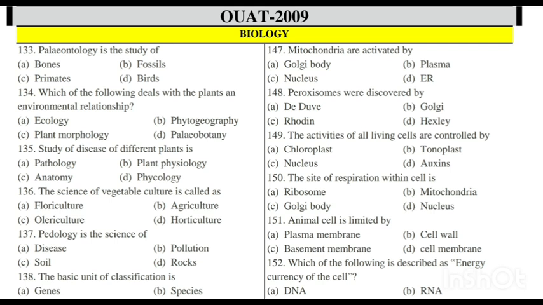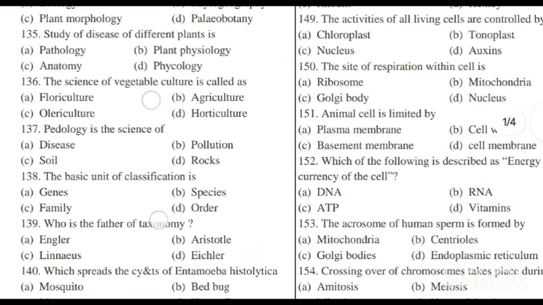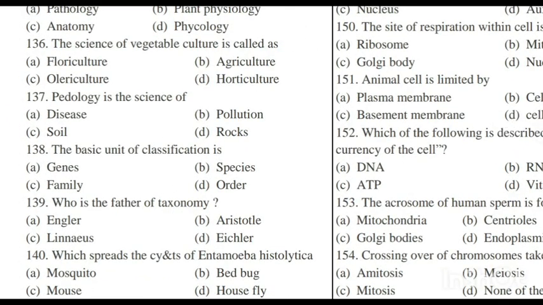Next question, which of the following deals with plants and environmental relationship? So the answer is ecology. Okay, study of disease of different plant disease is called as plant pathology. Next question, and the science of vegetable culture is called as, so vegetable culture is called as olericulture. Next question, pedology is the science of, so pedology is the science of soil.